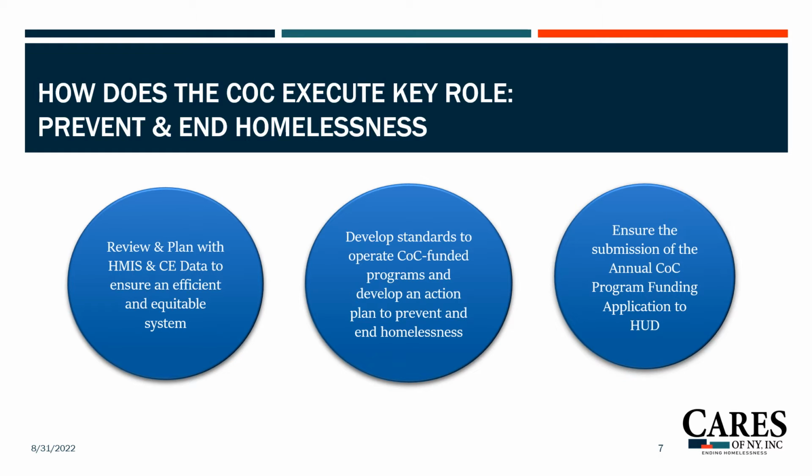Now we'll explain how the CoC executes its key roles. First, how does it execute the key role of preventing and ending homelessness? It reviews and plans with the HMIS and CE data to ensure it has an efficient and equitable system. Next, it develops standards to operate CoC-funded programs and develops an action plan to prevent and end homelessness. And last, it ensures the submission of its annual CoC program funding application to HUD.